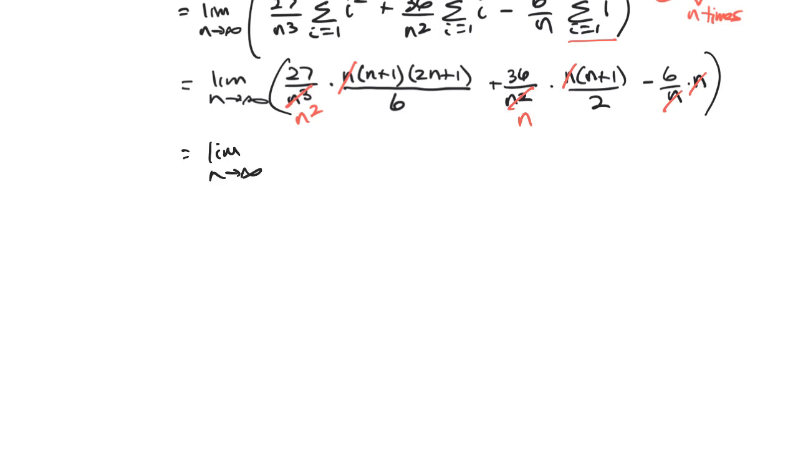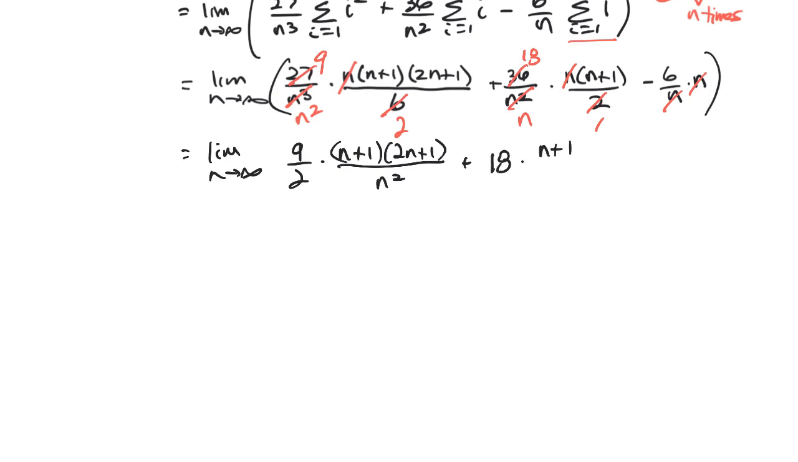And we can do a little bit more here. Okay, so 3 goes in here twice. It goes in here 9 times. 2 goes in here once, goes in here 18 times. So that would give us, let's go 9 halves. I'm going to write this way on purpose, because it'll help us with our next step. This is going to be 18 n plus 1 over n, and then minus 6.